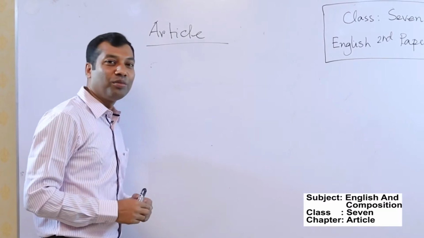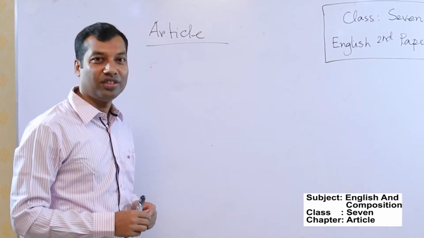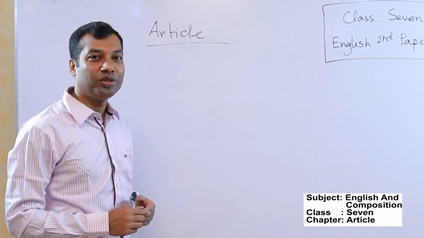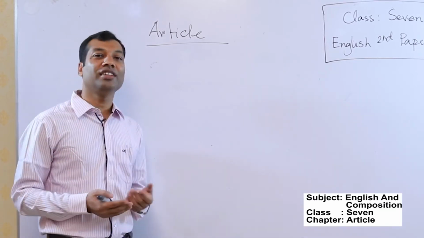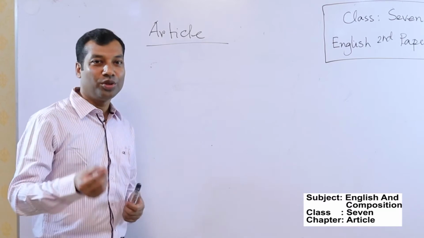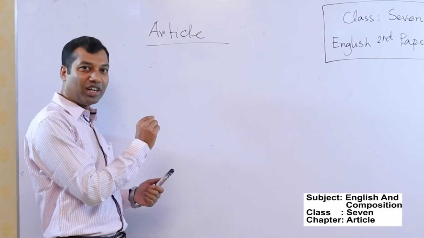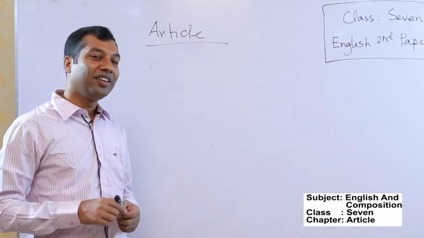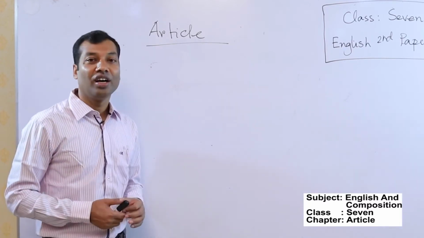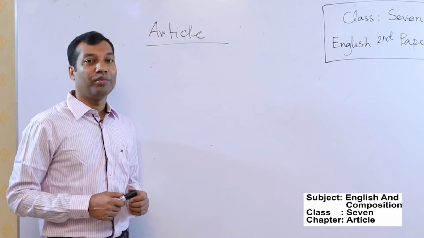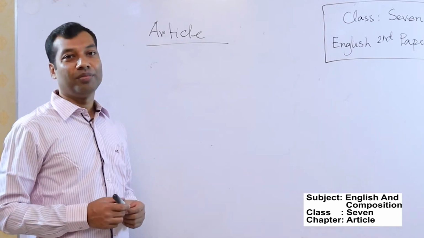We know that most of the countries do not need to take any article before them. For example, Bangladesh, no article. Bangladesh is a beautiful country. So we do not need to use the article before the word Bangladesh. But there are a few countries which are geographically meaningful. They take the article before them.